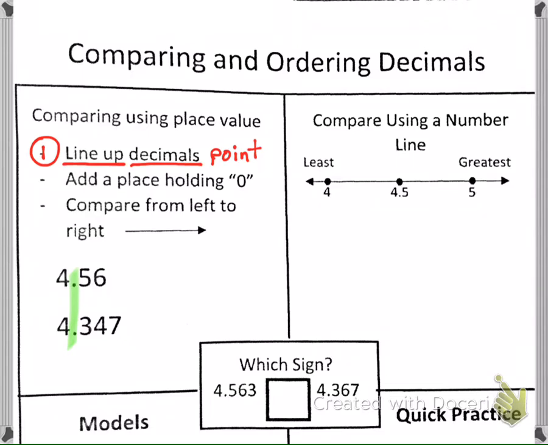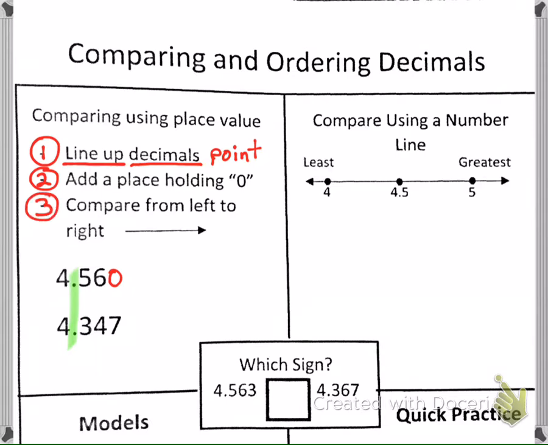You can see here in step 1, where I highlighted in green, the decimal points are perfectly lined up, one on top of the other. Then we can go to step 2. Step 2 says add a placeholding 0. You can see that the first number is missing a spot. We can fill it in with a 0. That's just a placeholder. So step 2 is done.